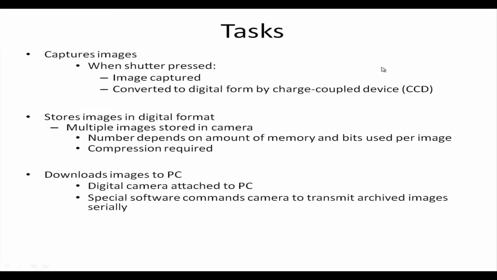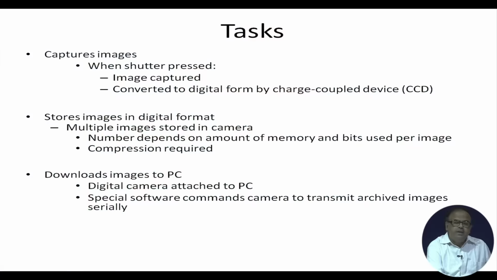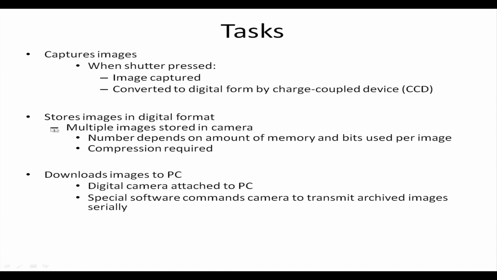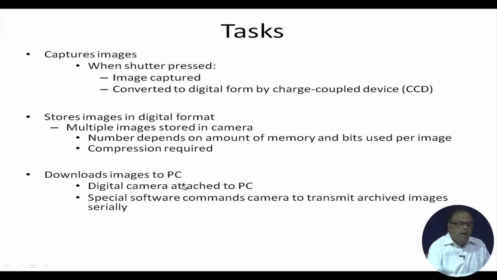To start with, let us think of the different tasks that a digital camera is expected to perform. First of all, it will capture images. It will store the image in digital format. There should be a facility to download images to PC. Now, this is a simplified task. Besides that, there are many other functions that can be carried out.